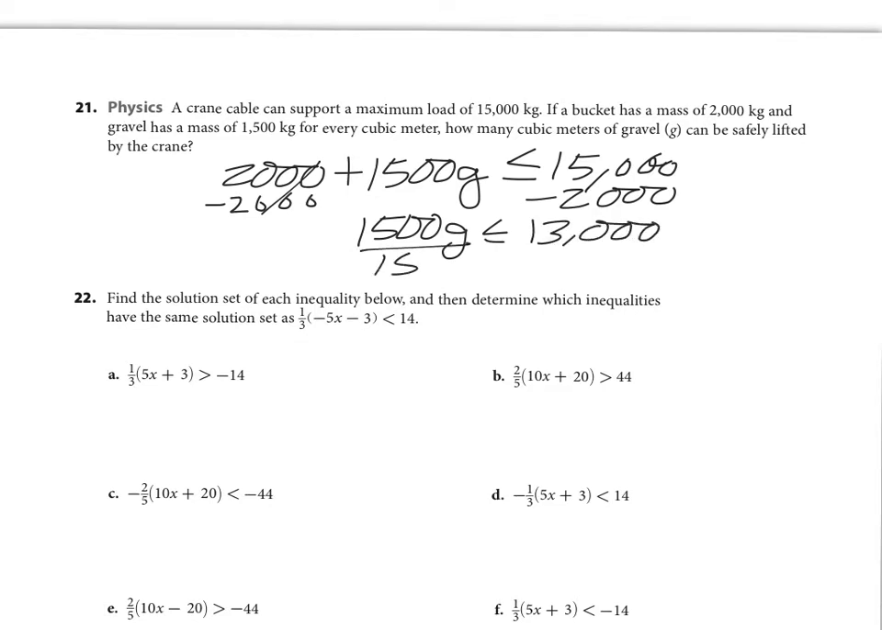Then I'm going to divide by 1,500. So if I do that on the calculator, do that real quick. So you get 13,000 divided by 1,500, and that is 8.6 repeating. So it says how many cubic meters of gravel can be safely lifted by the crane? 8.6 cubic meters, so that would be m to the third power, and we'll talk about that later, but that's our value, that it can be less than or equal to that. That's the max. Alright, we're going to do one more in this lesson.